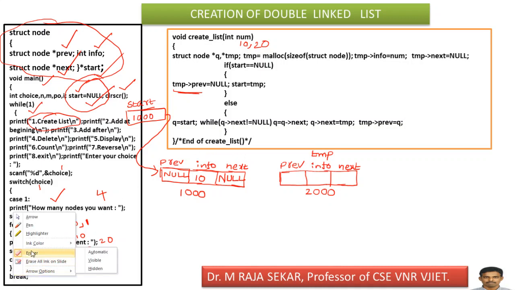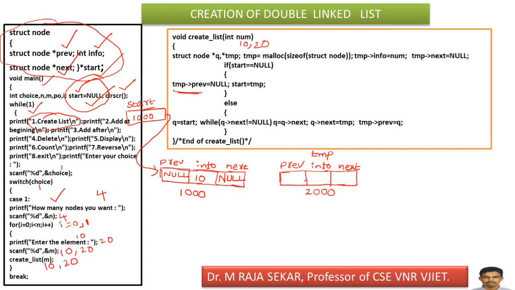Yes. Now what happens? Let me choose pen. This one is tmp. Tmp arrow info equal to num. Num means what? 20. This one is 20. Tmp arrow next equal to null means this is null.